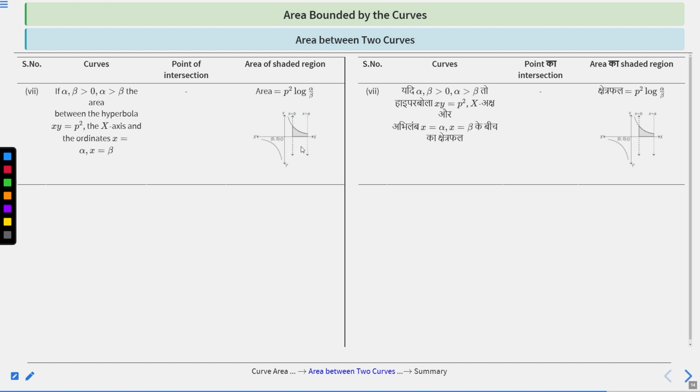We have to calculate the area between x equal to alpha and x equal to beta. Then the area will be p square log alpha by beta. You have to remember this. Okay.